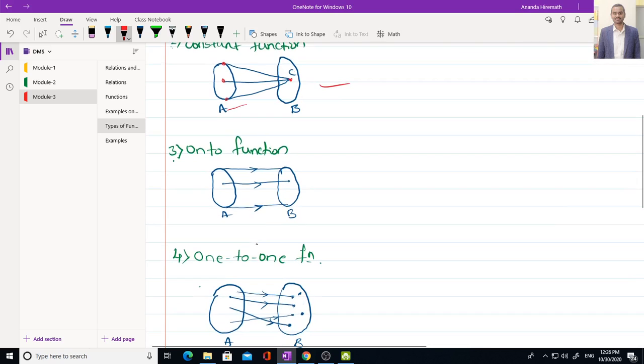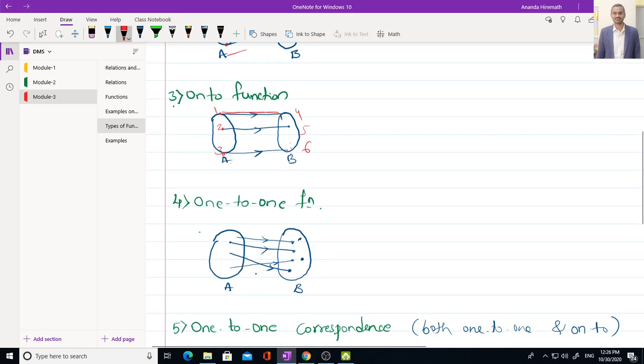Next, the third one, onto function. Every element of A is mapped to a unique element of B. See here, if I take the examples 1, 2, 3 and 4, 5, 6. See, 1 is mapped to 4, 2 is mapped to 5, 3 is mapped to 6. So such functions are called onto functions. That is, every element of A has an image in B and every element of B has a pre-image in A.